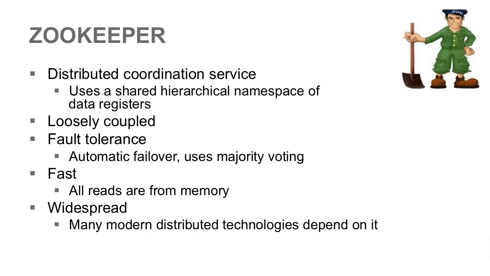When we are working with Hadoop systems, we will be working with clusters of machines. Managing clusters of computers is always a challenging task, and Zookeeper is the distributed coordination service that we will use for that purpose. Zookeeper internally uses a shared hierarchical namespace of data registers. It provides for loose coupling and fault tolerance, so it has automatic failover, and it uses majority voting for making decisions. It is a fast system because all the data is read from memory, and it is a very widespread system. So many modern distributed technologies, even besides Hadoop, are depending on it.